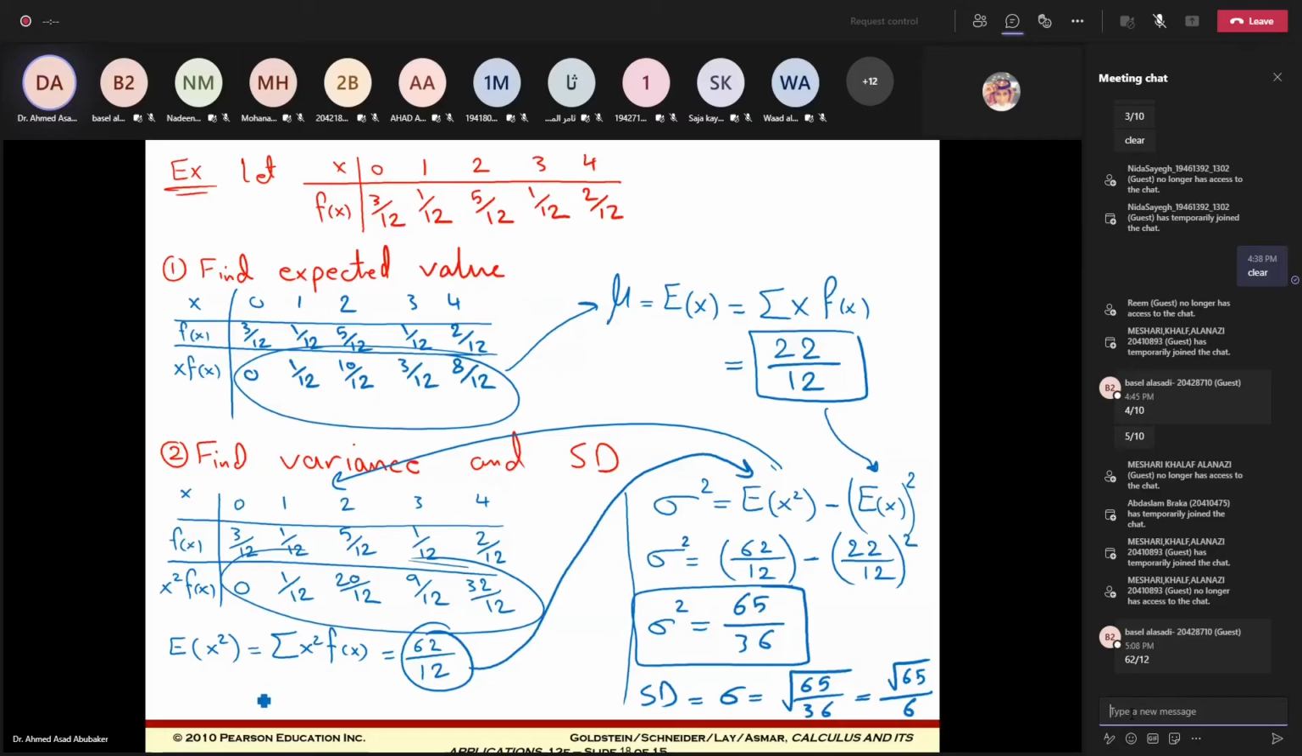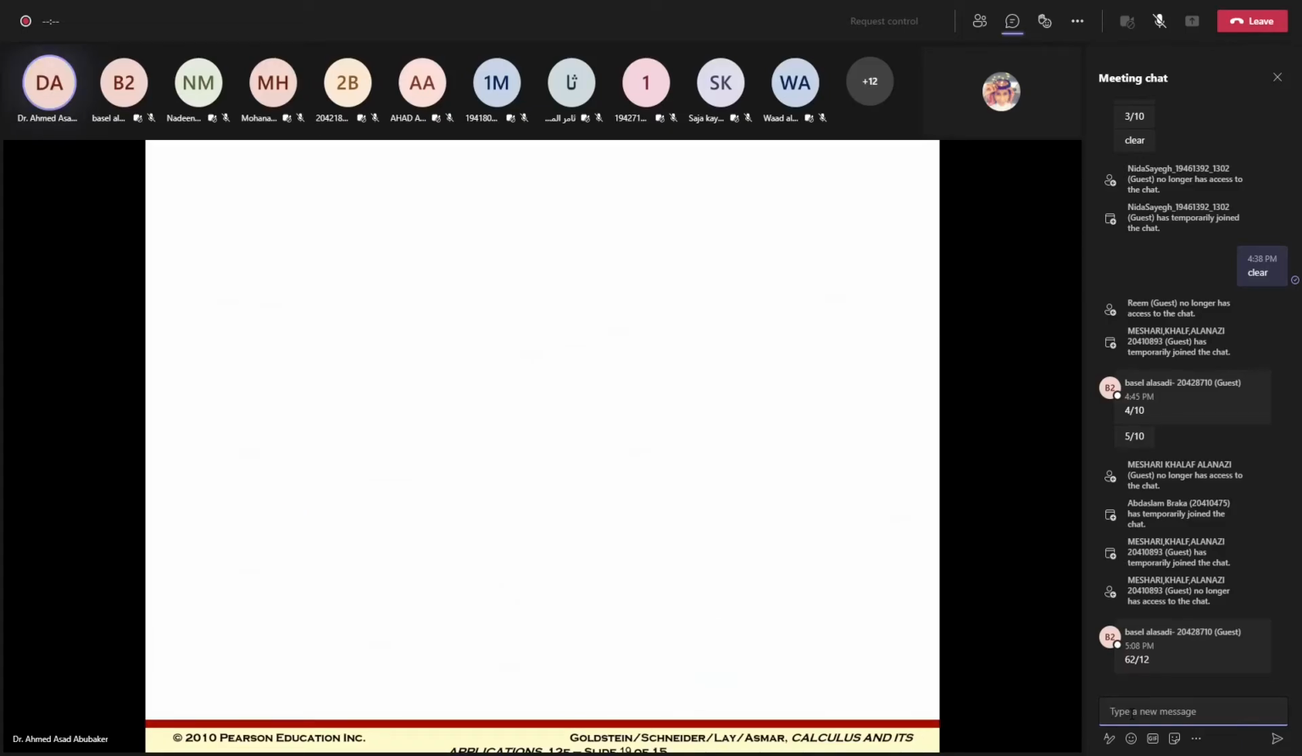In case we have the density function, for example, let f of x equal 1 over 4, 4 minus 2x dx, x between 0 and 2. Now we need to find the expected value.